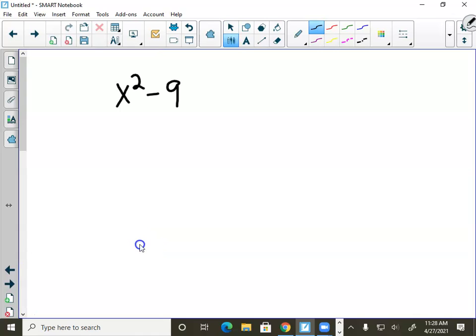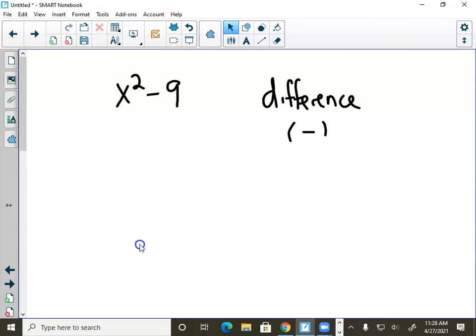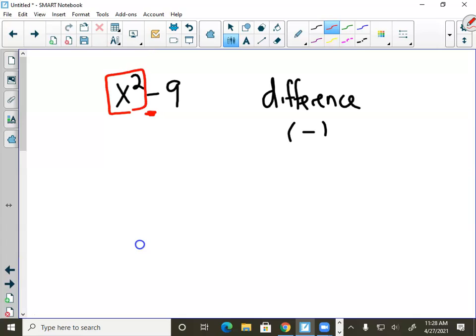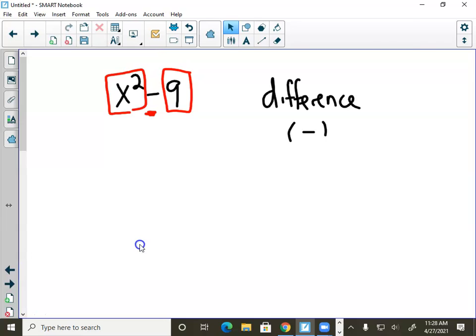So this is our first example. We have x squared minus 9. Now, we said before it's going to be the difference between squares. And if you remember, the difference means that we have a subtraction problem. So that's our difference. And the difference is located between two squares. This is a perfect square, and this is a perfect square. So we technically have the difference between two squares.